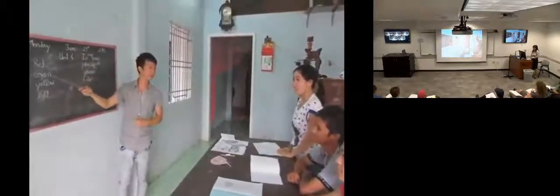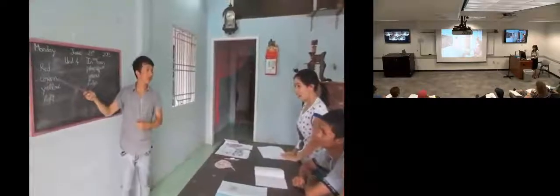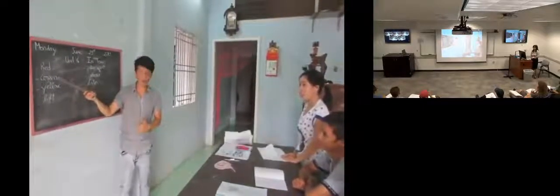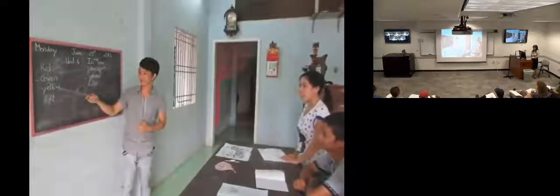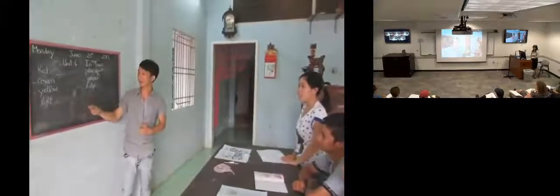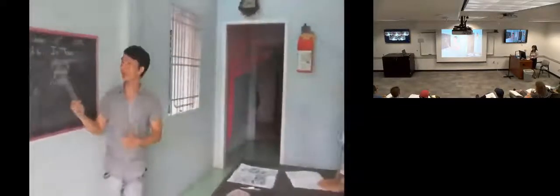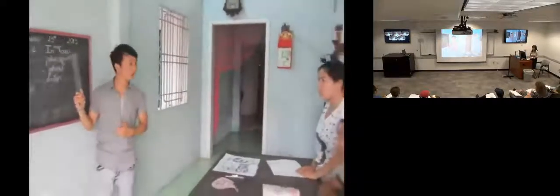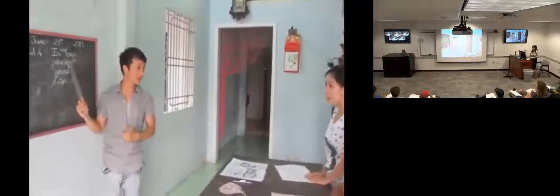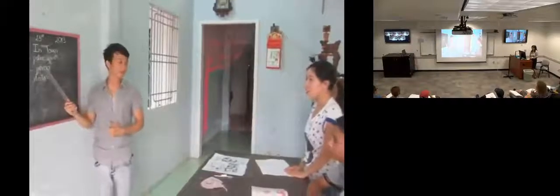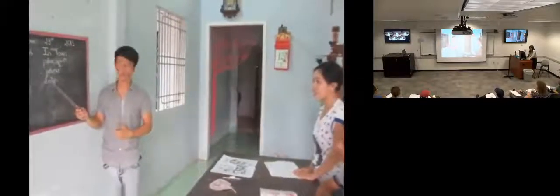Red. Red. Green, not green. Green. Yellow. Line. Police officer. Police officer. Farmer. Good. Doctor. Ok, good.